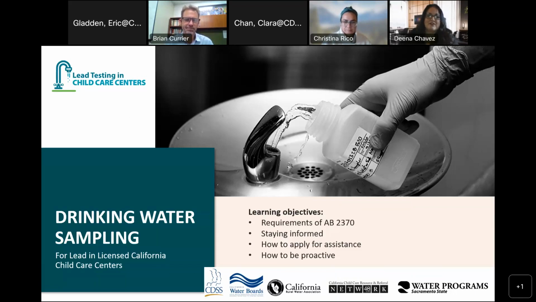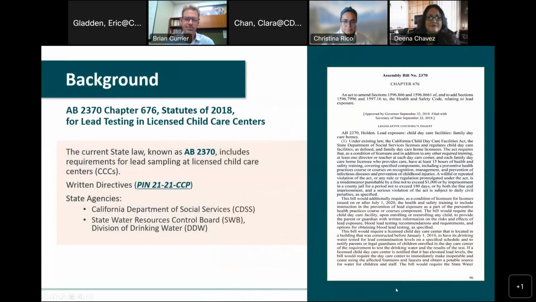First, let's start with some background on the state requirements as to why sampling is needed. The current law, known as Assembly Bill AB 2370, includes requirements for lead sampling at licensed child care centers. Detailed requirements for centers are outlined in the CDSS written directives, including specific requirements for testing. The written directives are published in the Provider Information Notice 21-21 CCP. We recommend that you read these directives to inform yourself of the testing requirements for your center. The next few slides will review basic information about AB 2370, and the written directives will help you ensure that your sampling is done according to and fulfills the requirements.